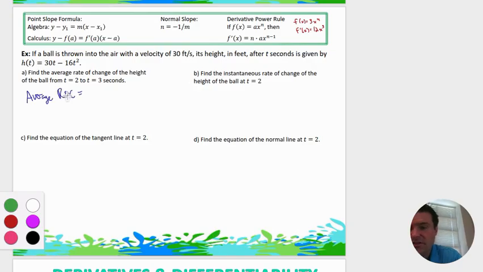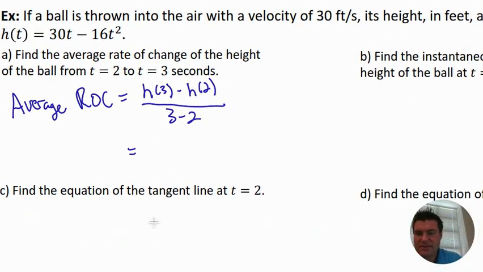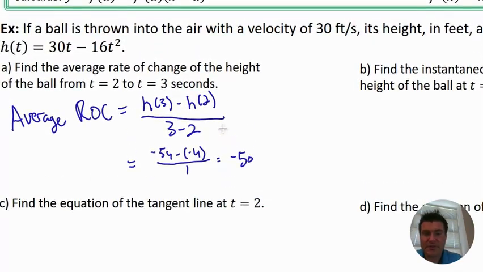So that average rate of change, average ROC, is equal to h of 3 minus h of 2 all over 3 minus 2. So when I substitute these values in, I'm going to end up with h of 3, I believe that is negative 54. So negative 54 minus h of 2, which is negative 4, all over 1, which is going to give me an answer of negative 50. If I do want to give this some units, this is going to be feet per second, because the h is feet, and down here is the time, which is seconds. So this is feet per second.